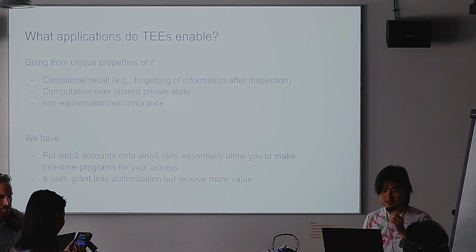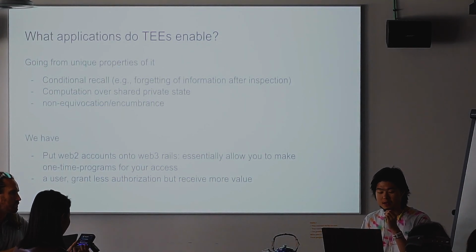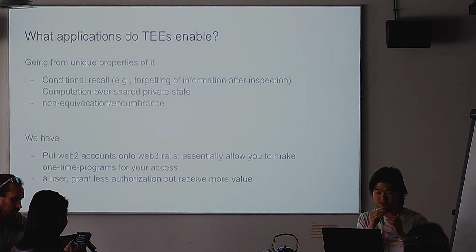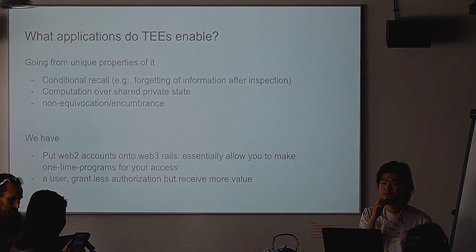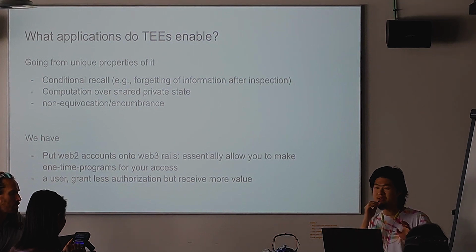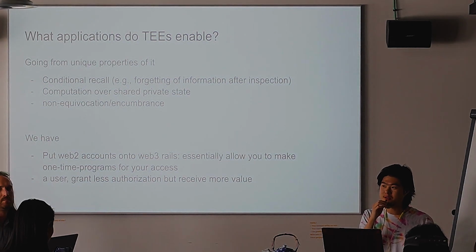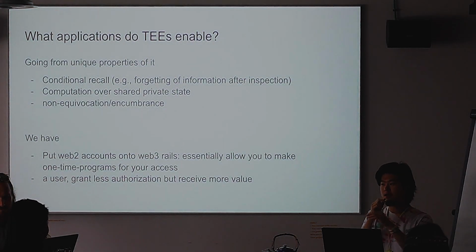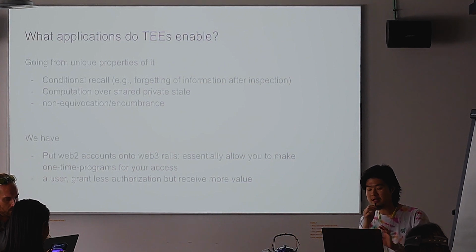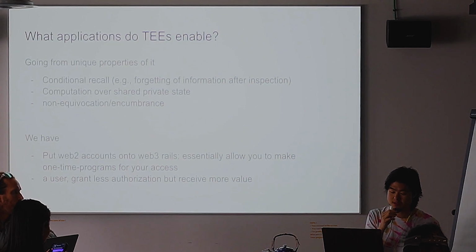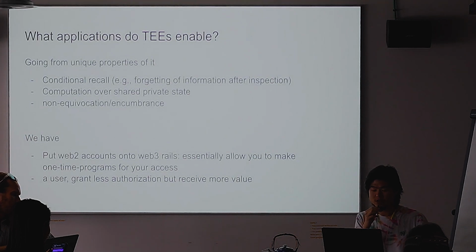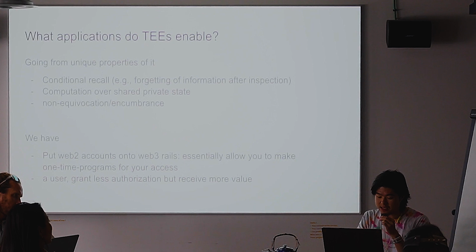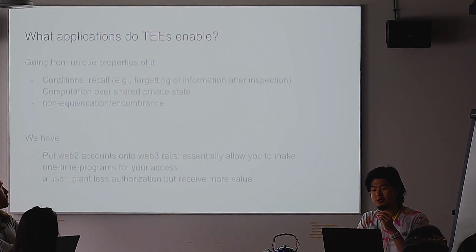Second one, of course, computation over shared private state and non-communication. However, derived from those, what can we do? First of all, we can put all Web2 accounts onto Web3 rails. What we are doing is bringing the composability, programmability, and permissionlessness of Web3, those nice properties, onto all Web2 accounts. So it essentially allows you to make these things, if you are familiar with cryptography, called one-time programs for your access. What this means for a user is that you run less authorization, but receive more value.